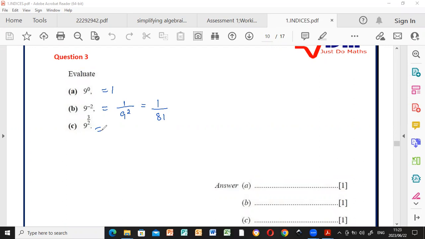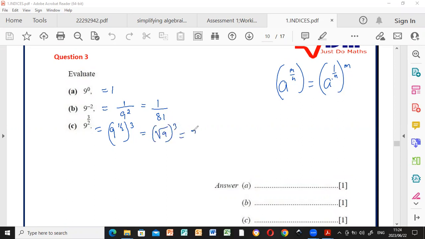And on the next one, this is the same as 9 to the power half in brackets to the power of 3. Remember, I said if you have a to the power m over n, this is a to the power 1 over n, take the m outside, because it's easy to find a to the power 1 over something. If it is 1 over 2, it means square root. 1 over 3 means cube root, etc. So in this case, we are going to find the square root of 9, to the power of 3. And the square root of 9 is 3. And 3 to the power of 3 is basically 3 times 3 times 3, which gives us 27.